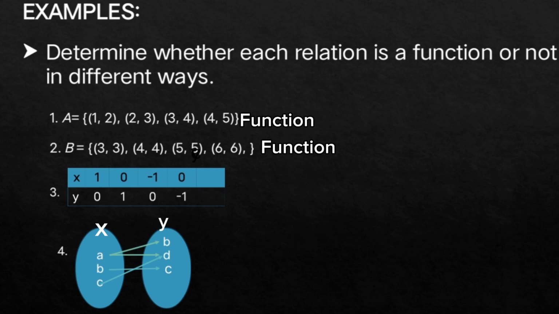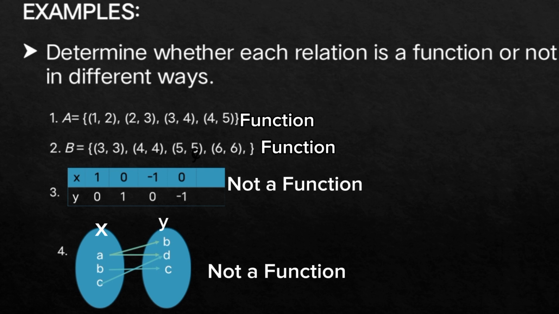we have (1, 0), (0, 1), (-1, 0), and (0, -1). So here, as we observe, we have a domain that has two ranges. 0 is paired to 1 and -1, so it is not a function because the domain has two ranges. Number 4, we have (A, B), (B, C), (C, D), and (A, D). As we can see, A is paired to two ranges, B and D, so it is not a function.